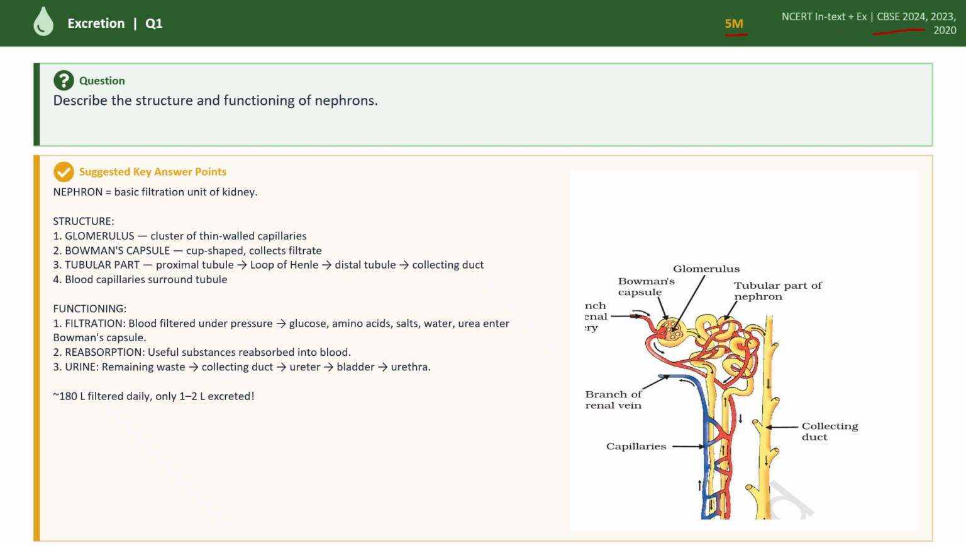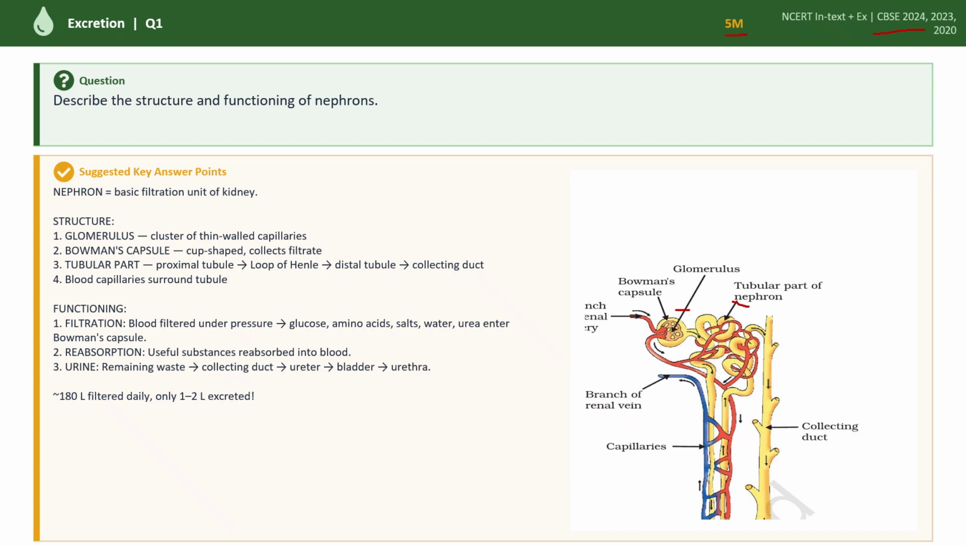Yes, let's start. Describe the structure and functioning of nephrons. See, the nephron is the basic structural and functional unit of the kidney. Each kidney consists of millions of nephrons that help in the filtration of the blood. A nephron consists of a glomerulus and a tubular part. Can you see here? This is the glomerulus and this is the tubular part.